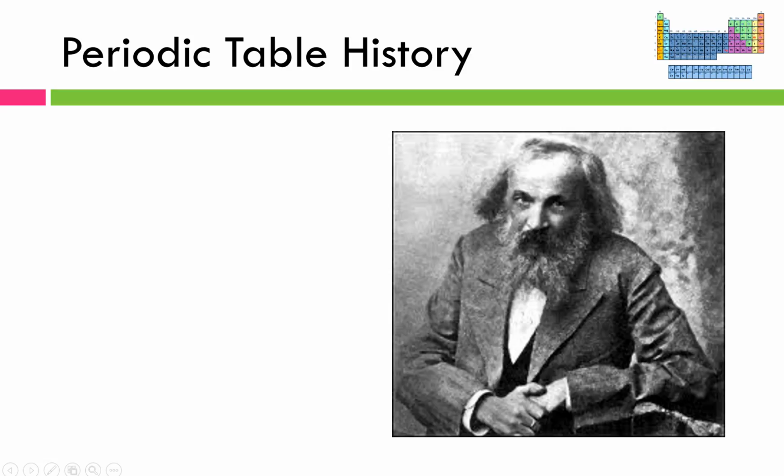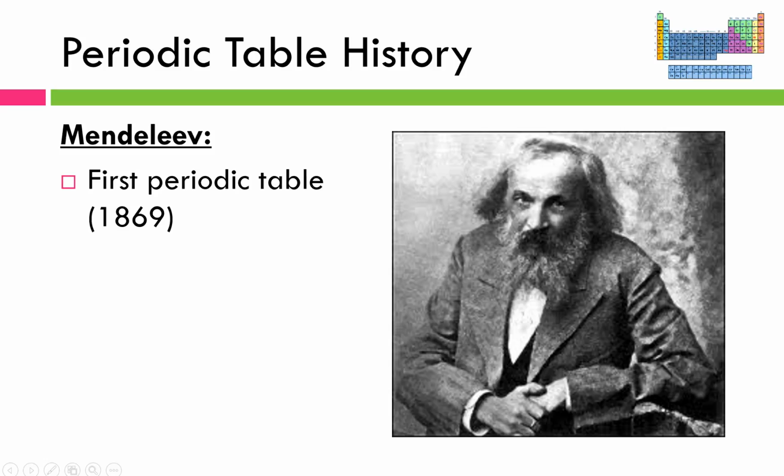I want to start off with some history on the periodic table. This gentleman is Dmitry Mendeleev. He is a Russian chemist and he's credited with creating the first periodic table, and this happened around 1869. By around this time in history, we've got about 60 or so of the elements discovered, and chemists are trying to find a way to organize and classify the elements.